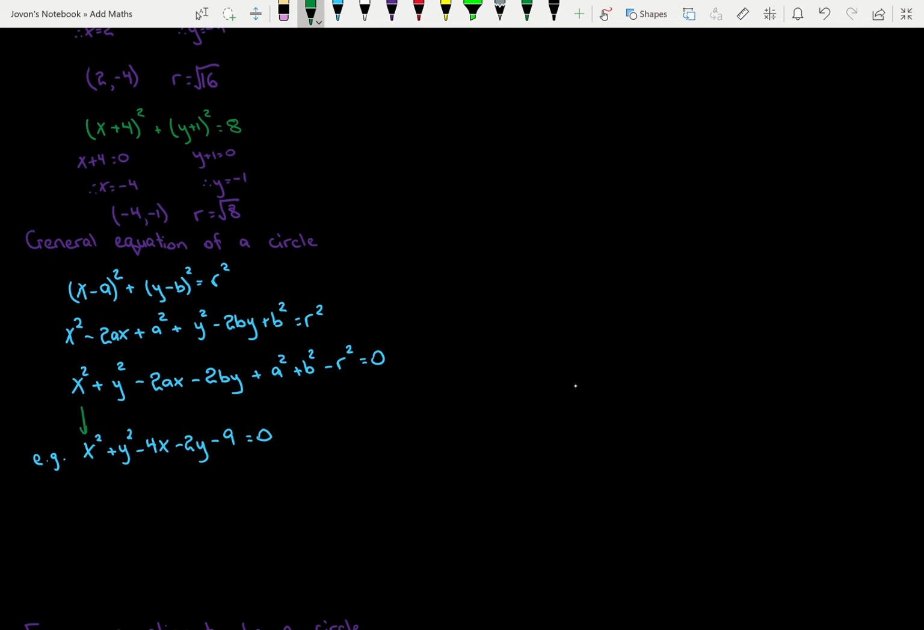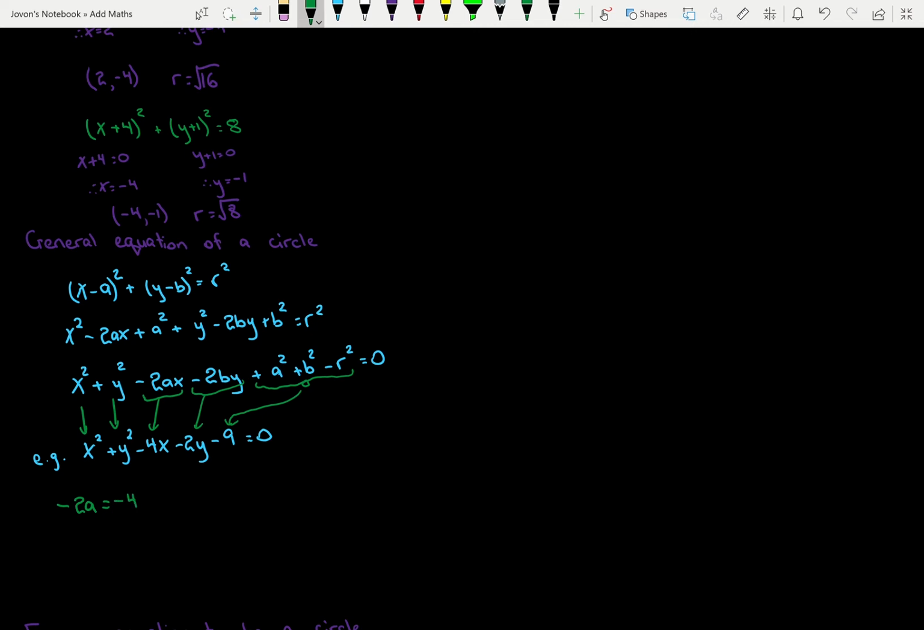This matches here, this matches here, this here would match the minus 9, this would match this, and this would match this. So watch this now. The coefficient of x is minus 2a, from the general equation on top, and this would be equal to minus 4.